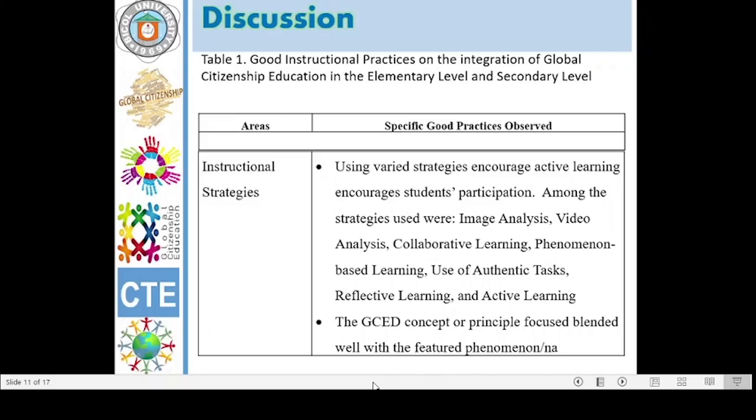Specific good practices observed in the area of instructional strategies are using varied strategies that encourage active learning, thus encouraging students' participation. Among these strategies used were image analysis, video analysis, collaborative learning, phenomenon-based learning, use of authentic task, reflective learning, and active learning. Likewise, the GCED concept or principle focus blended well with the featured phenomenon.